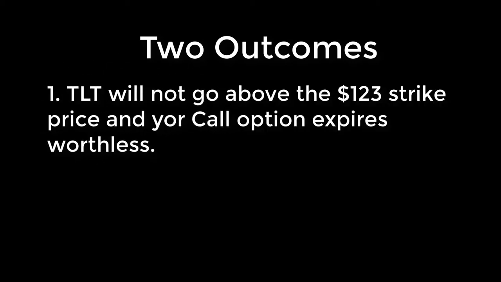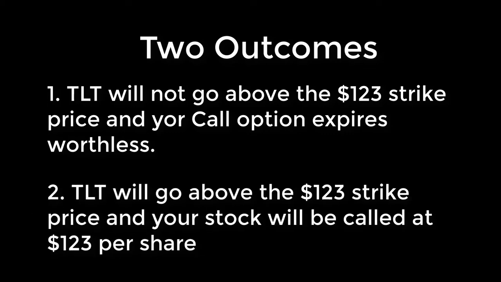Now that we have the trade set up, let's consider the potential outcomes. There are two potential outcomes. The first is that TLT will not go above the $123 strike price and our option expires worthless. We keep the premium and we keep the stock. Remember, in this case, there's only a 30% chance that TLT will be above $123 per share at the June expiration. This probability is approximated by the delta of the option. The second outcome is that TLT will go above the $123 strike price and your stock position will be purchased from you, or as we say, called out, at $123 per share.